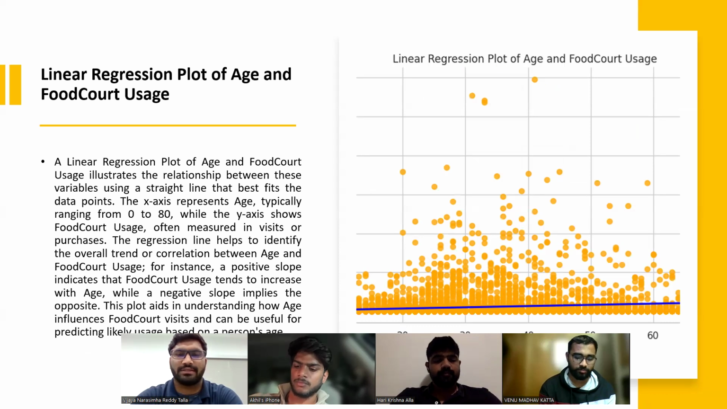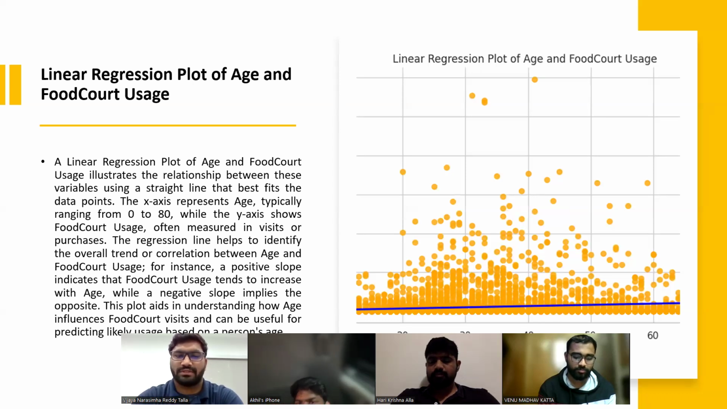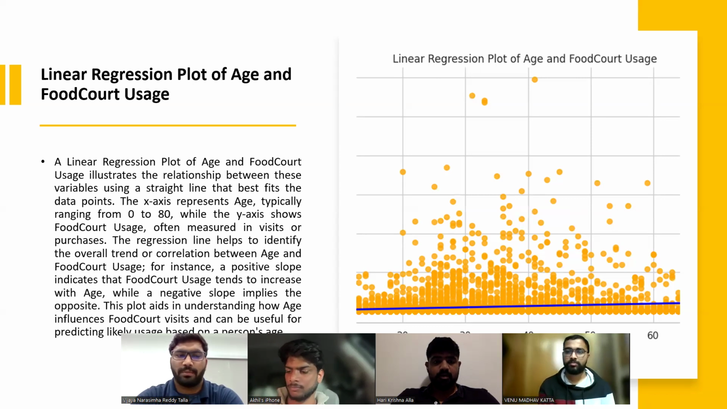Here the linear regression is similar to a regression line. We can see the age on the x-axis and food court use on the y-axis. The regression line helps to identify the overall trend or correlation between age and food court use, while a negative slope implies the opposite. The plot aids in understanding how age influences food court visits and can be useful for predicting likely usage based on a person's age.